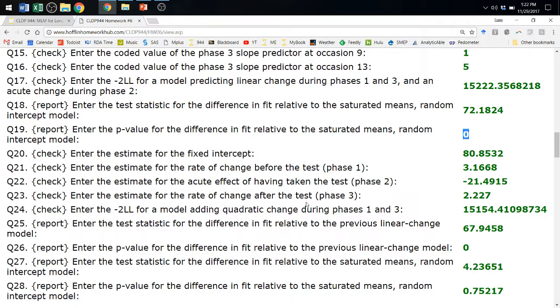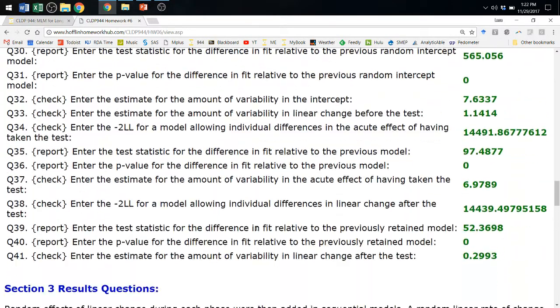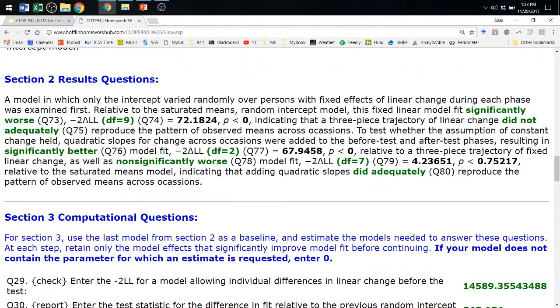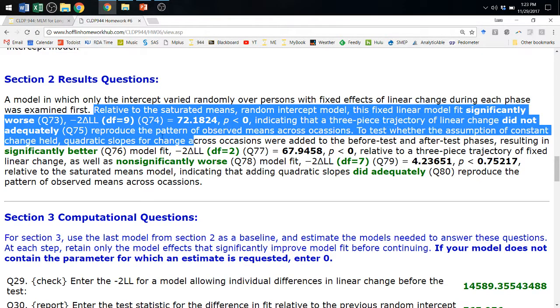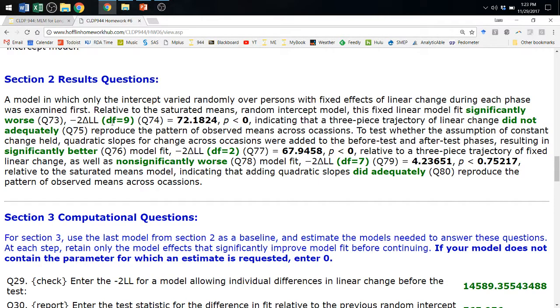So relative to the saturated means model, the model with only 4 parameters has to fit worse. The question is, is it significantly worse? So that's a worse, not worse question in the way that it was worded down below. So let me find the text that goes with that here. So relative to saturated means, this fixed linear model fit significantly worse. Degrees of freedom equals 9.